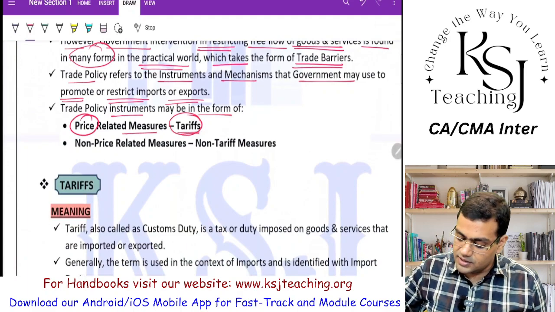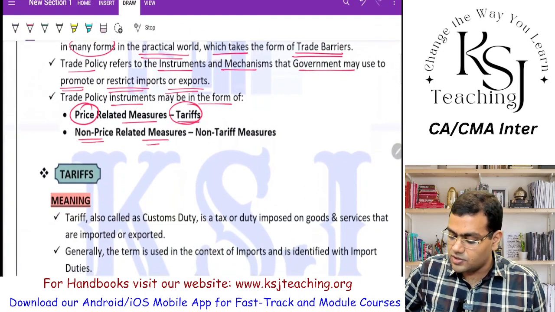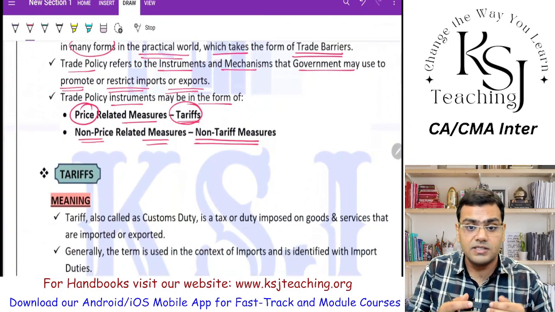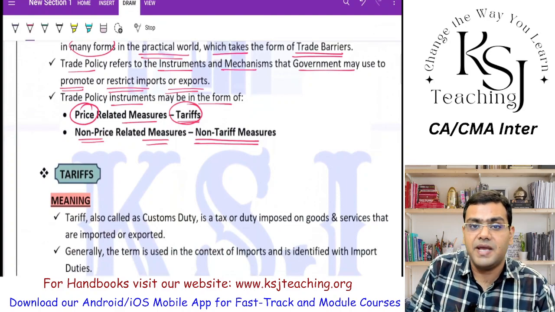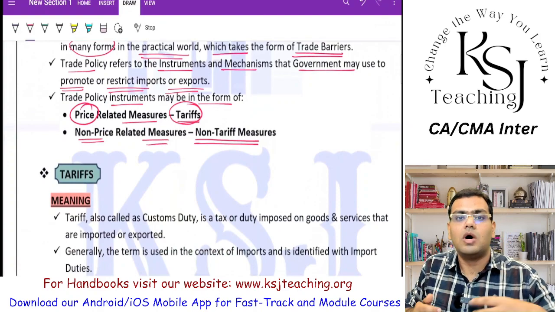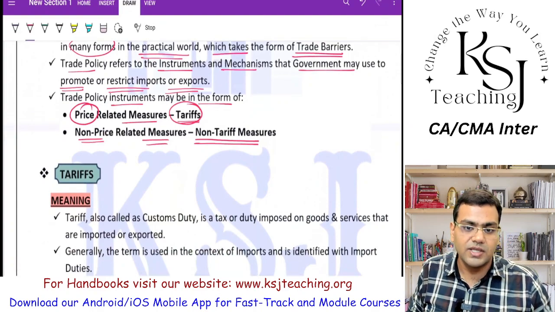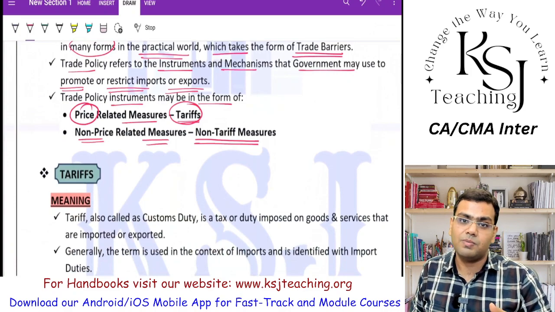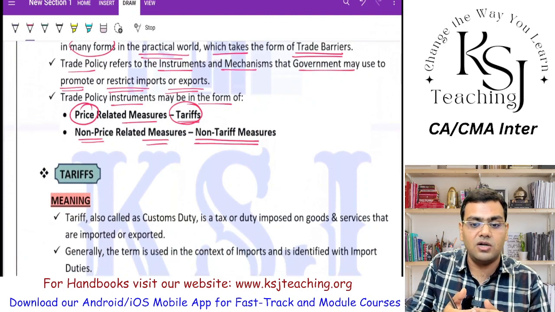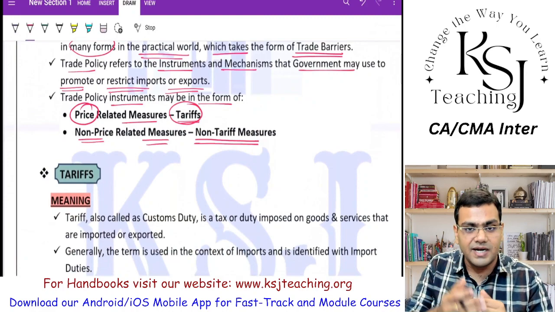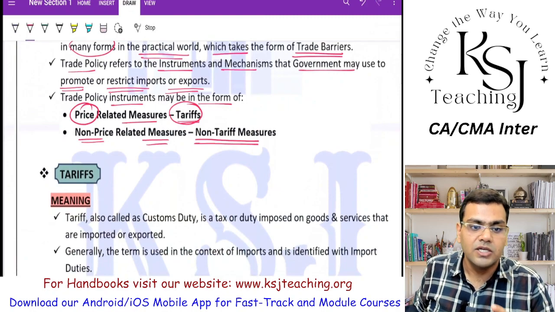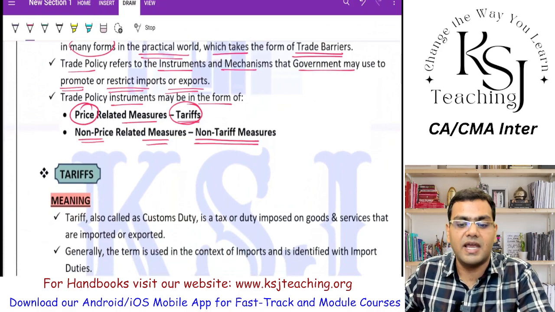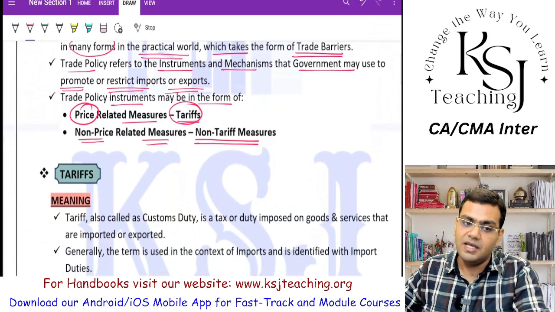The second one is the non-price related measures, the non-tariff measures, right? So here the price is not directly involved, but there is some kind of a barrier. For example, the parent says to a child that you won't go out of the house after 6 o'clock, right? So that is a barrier that is created. But is there any price involved in that? No, sir, there is no price. So there is no absolute freedom to the child also. There is no price involved in that also. But at the same time, there is a barrier that is created. So this is what is the non-price related measures, or what we call non-tariff measures, where the price is not directly involved, right?